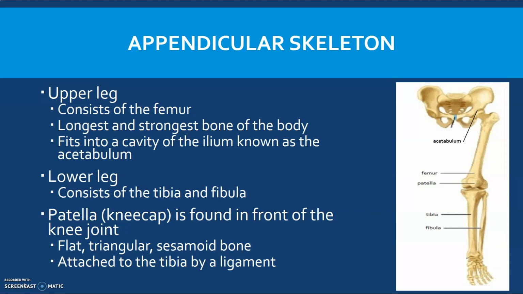The upper leg or thigh consists of the femur. The femur is a long bone. It's actually the body's longest and strongest bone. The femur fits into a cavity of the ilium that's known as the acetabulum.